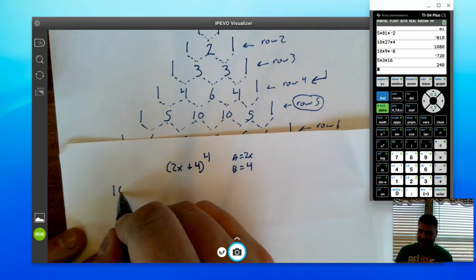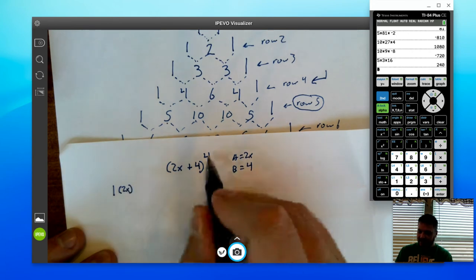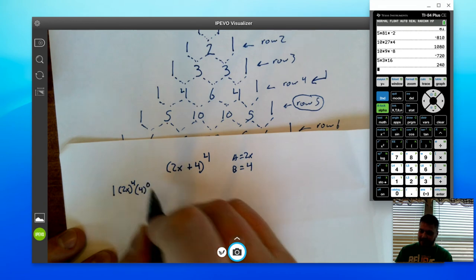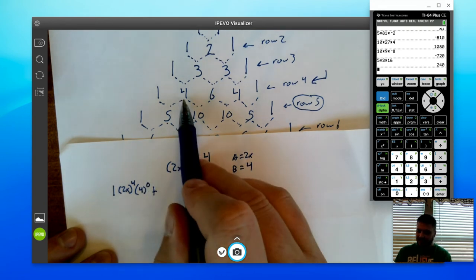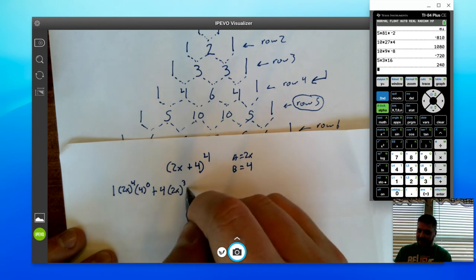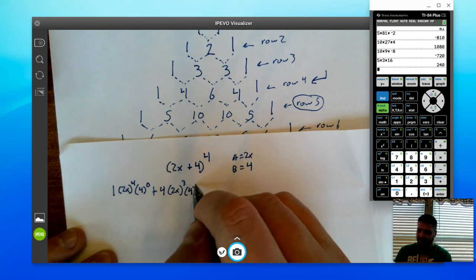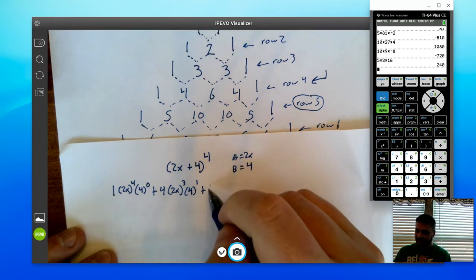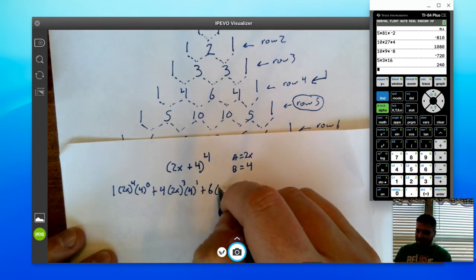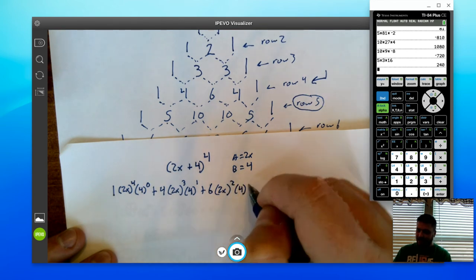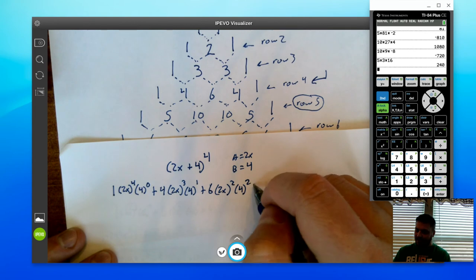I put the a, 2x, to the exponent that's given, 4, times b, which is 4, to the 0, plus. Next number in the row is a 4. This time a is to 1 less power, the third, and b is to 1 more power, the first, plus. Next number in the row, 6. A is now to 1 less power, squared. B is now to 1 more power, which is also squared, plus.